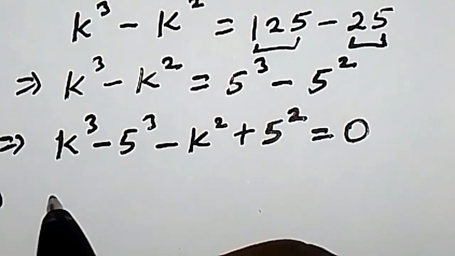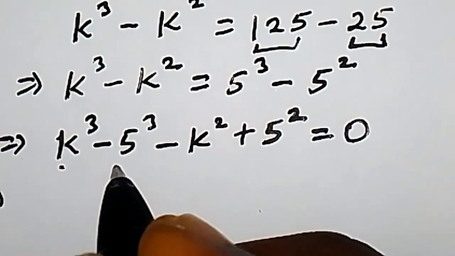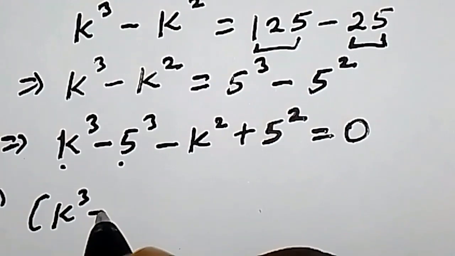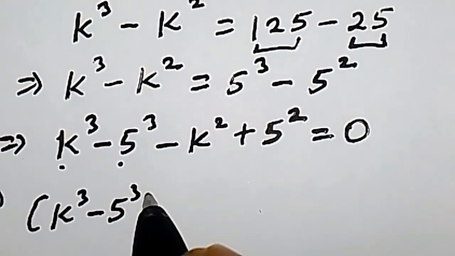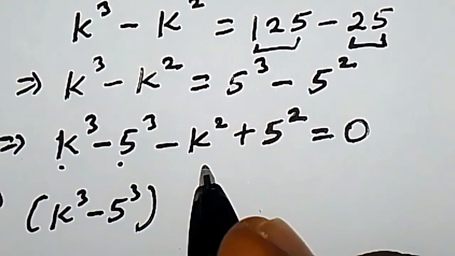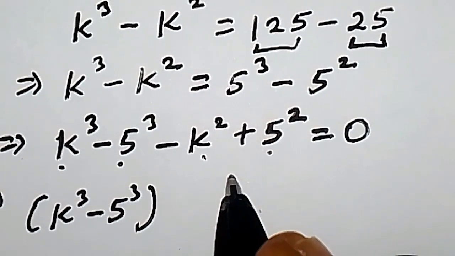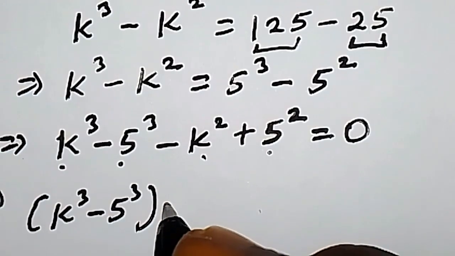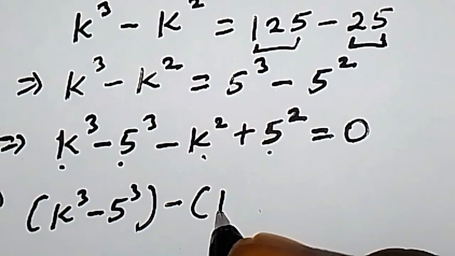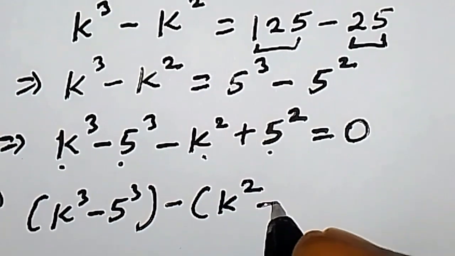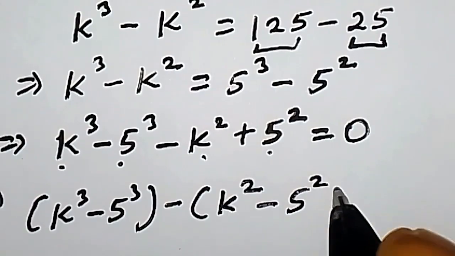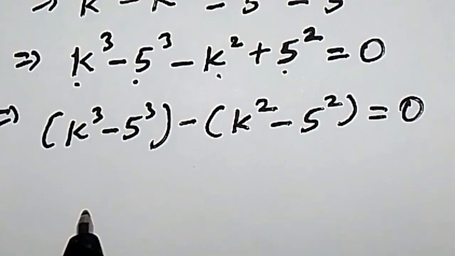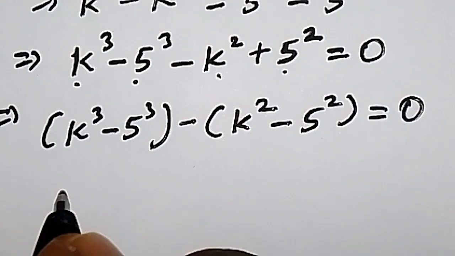Let's continue. It is possible I can put these in brackets. So I have k to the power of 3 minus 5 to the power of 3 in brackets. To put these two in brackets, we need to factor out the negative sign. So that will be minus into k to the power of 2 minus 5 to the power of 2 equal to 0. At this stage, we need to recall some beautiful properties.